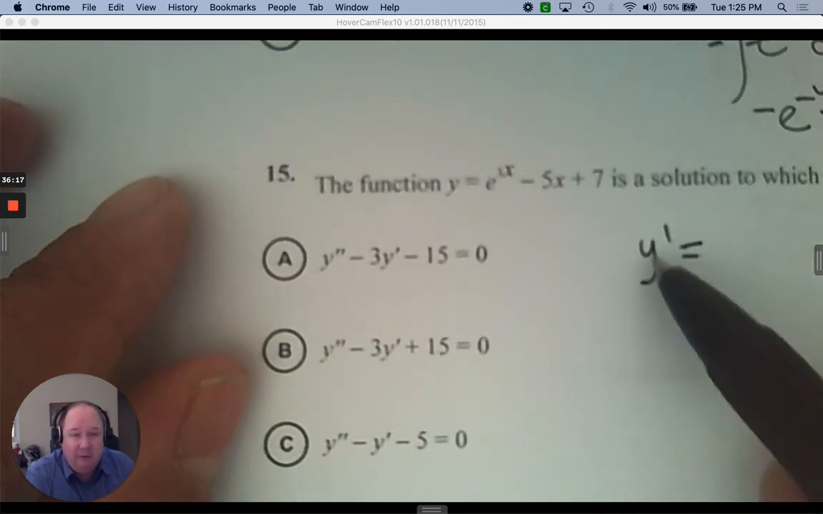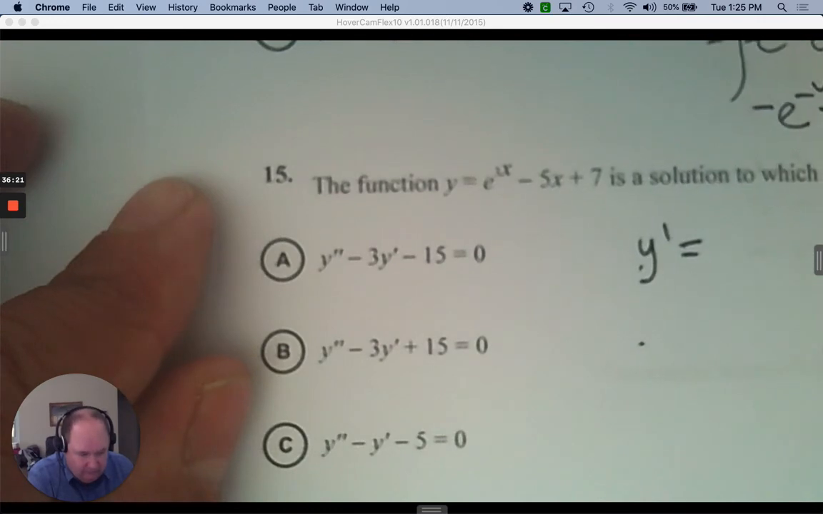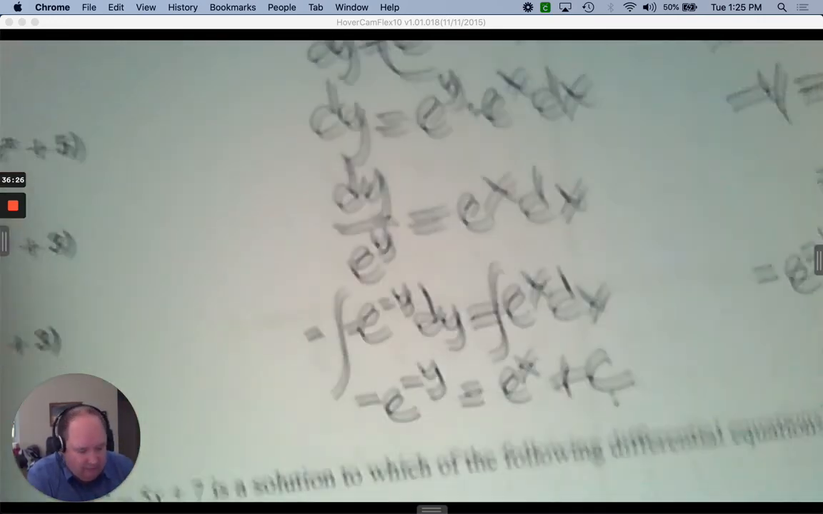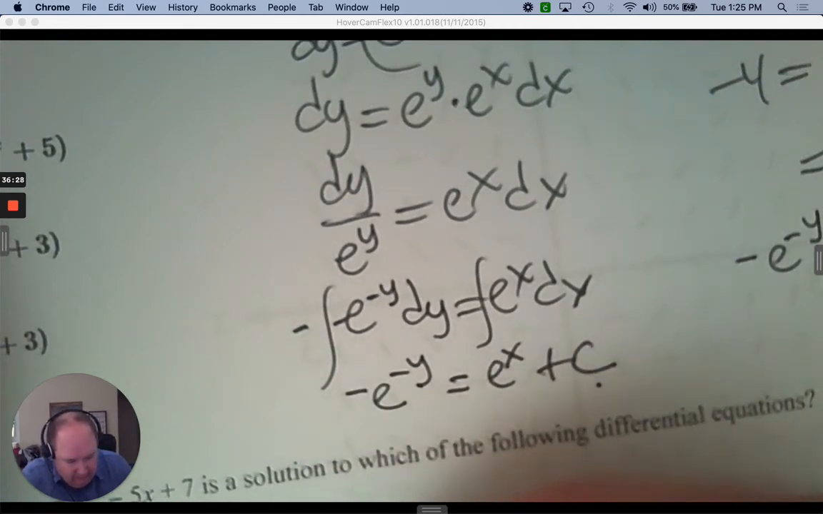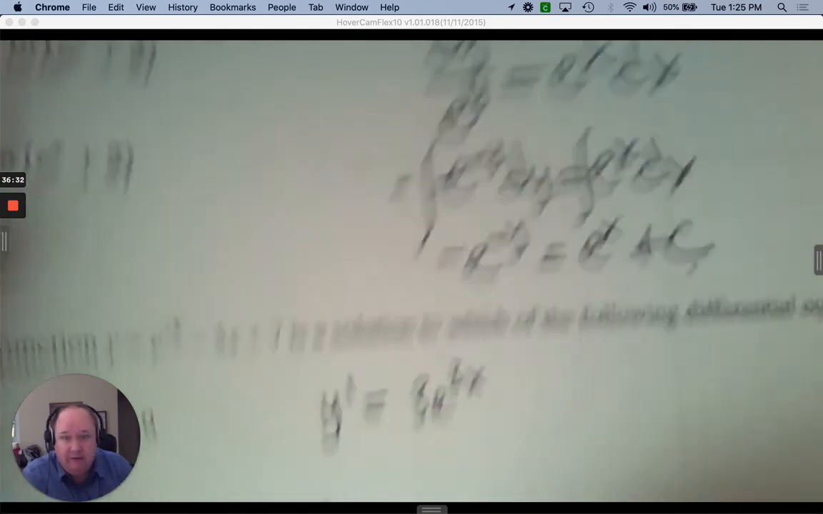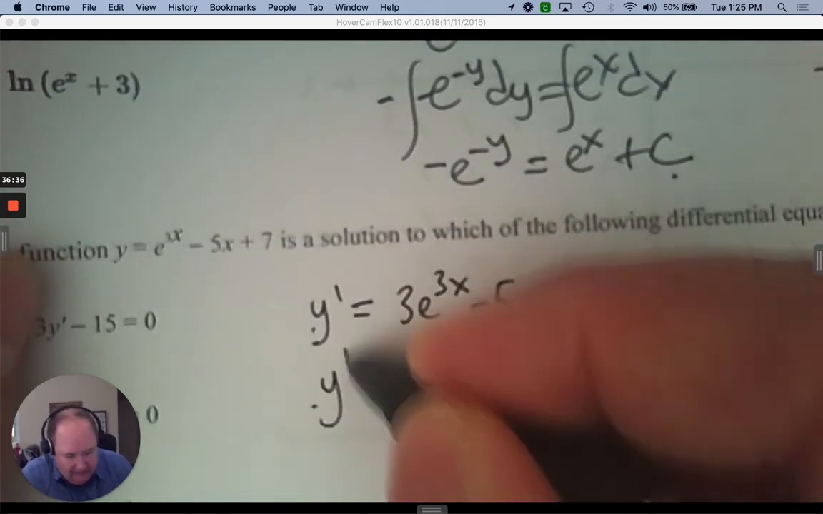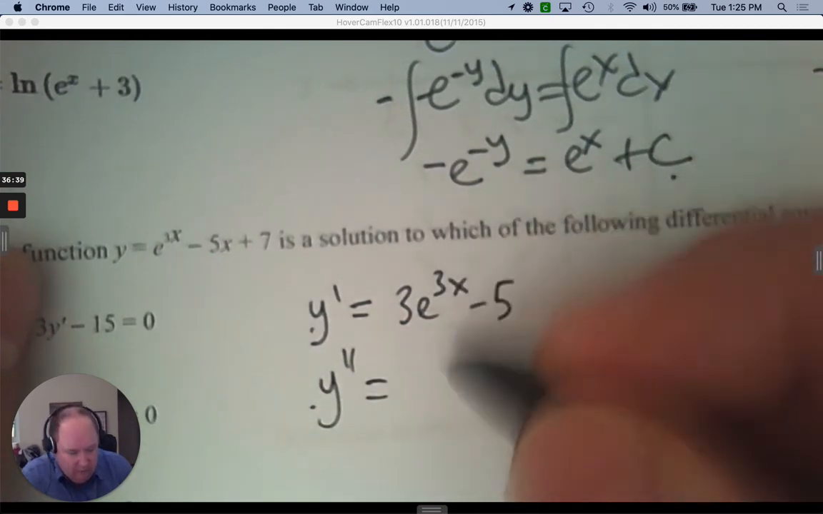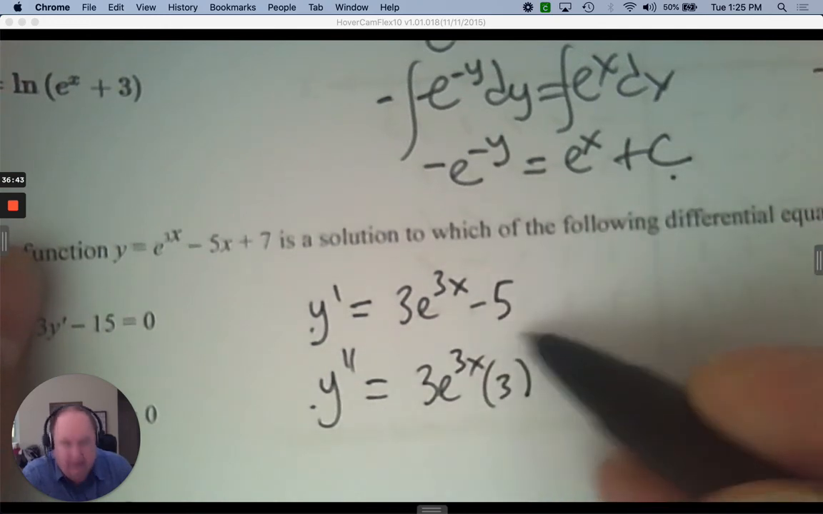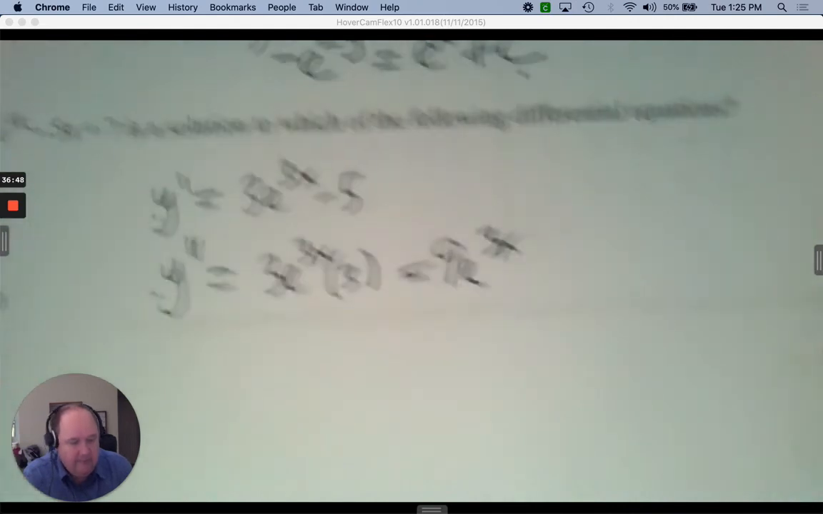And I need to know the first derivative, the second derivative, and then plug in to see which one is true or false. So to do that, I need to know the first derivative. So that's e to the 3x times 3. The derivative of -5x is -5, and the derivative of 7 is 0. And I need to take the second derivative. So that's 3e to the 3x times 3, and then -5 would be 0. So that's 9e to the 3x.